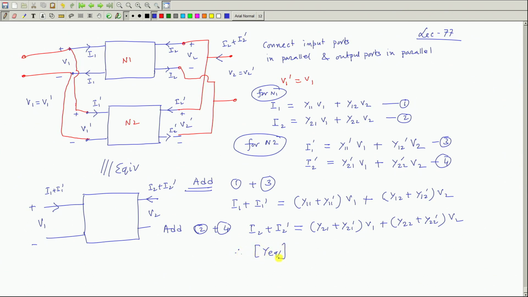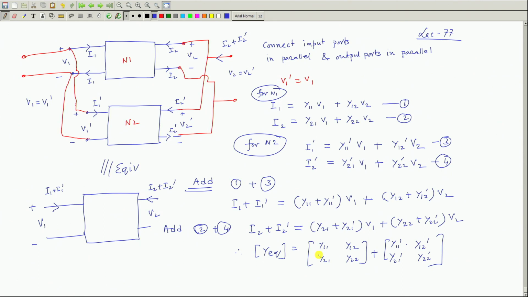Therefore, the equivalent y matrix will be equal to y 1 1, y 1 2, y 2 1, y 2 2 plus y 1 1 dashed, y 1 2 dashed, y 2 1 dashed, and y 2 2 dashed. That is what we have seen.